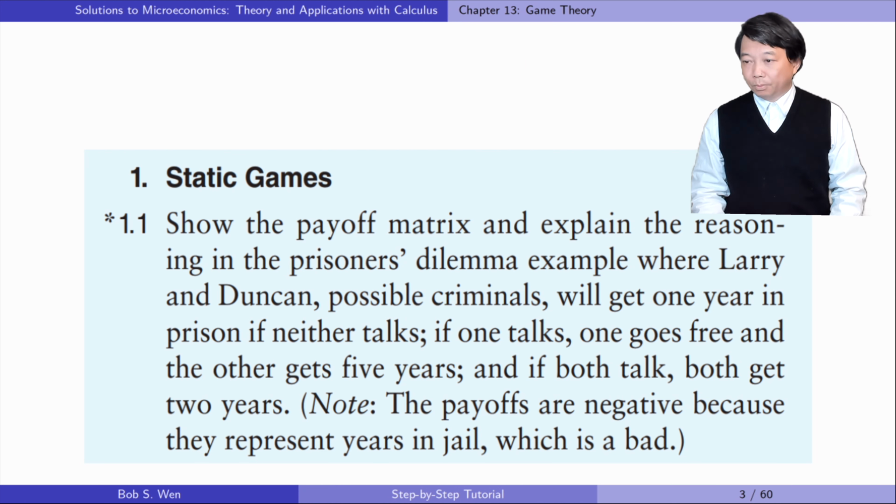Here's exercise 1.1. Show the payoff matrix and explain the reasoning in the prisoner's dilemma example where Larry and Duncan, possible criminals, will get 1 year in prison if neither talks. If one talks, one goes free and the other gets 5 years. And if both talk, both get 2 years.